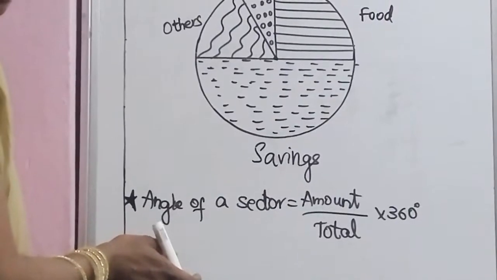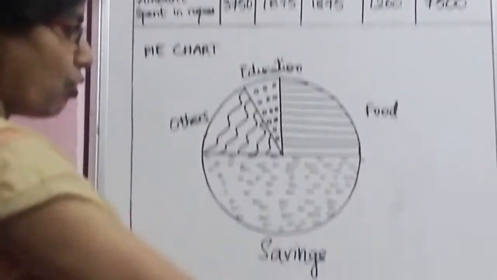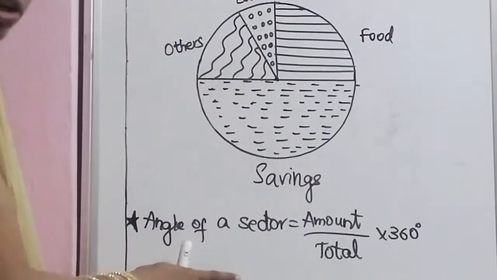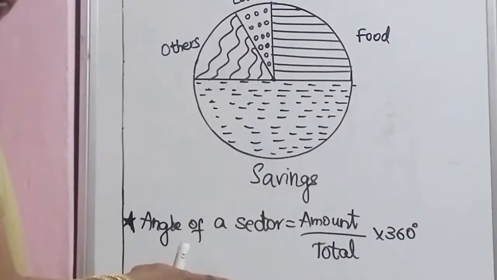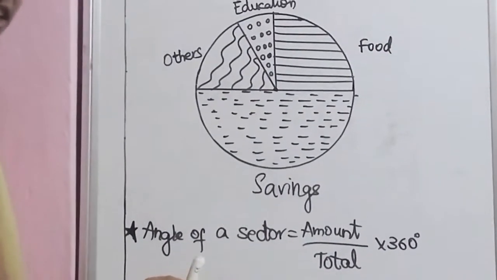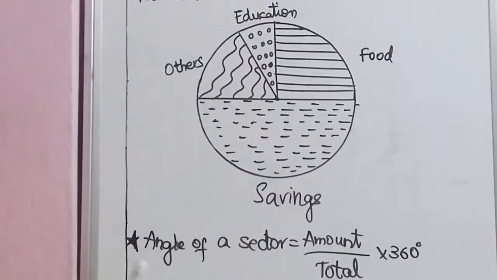Understood this? Write the heading pie chart and copy this formula. Copy only this formula. Okay? Write it in your class workbooks, children. When we do the exercise problems, you will be able to understand it in a better way. Okay?